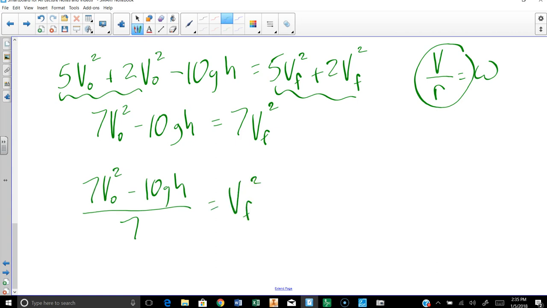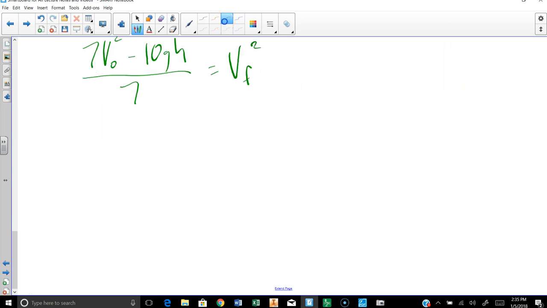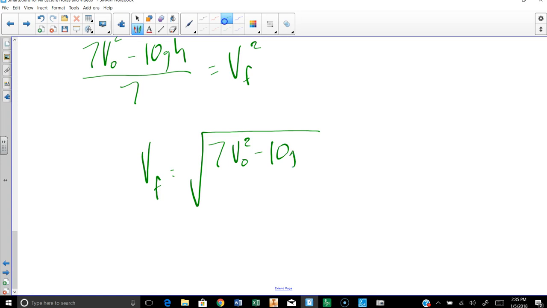And if I want to get rid of the squaring, I square root. So I'm going to do the square root of both sides. And that's going to give me my v final is going to be the square root of 7 v original squared minus 10gh, over 7.